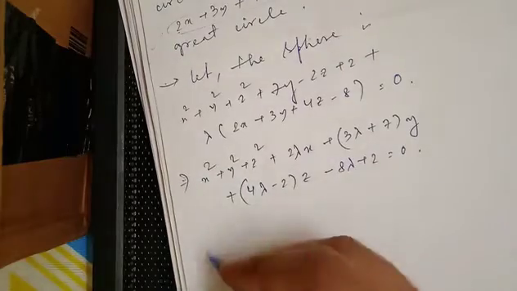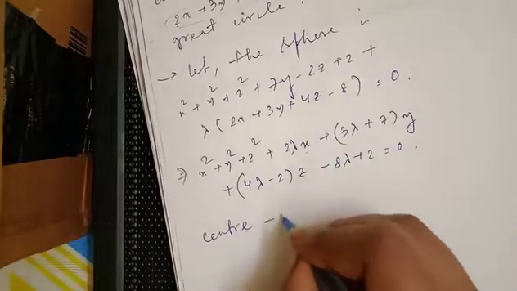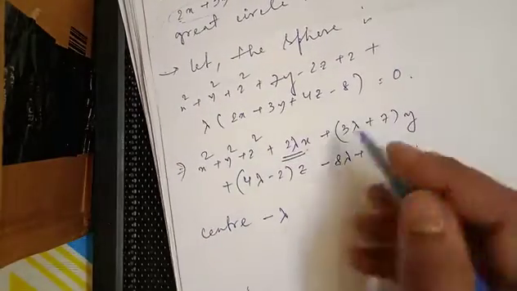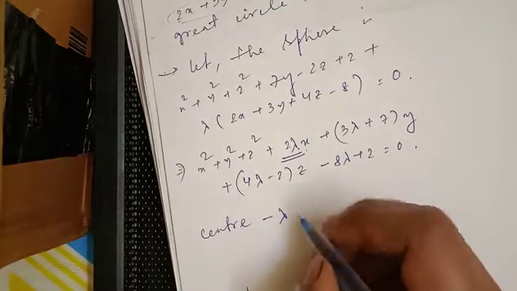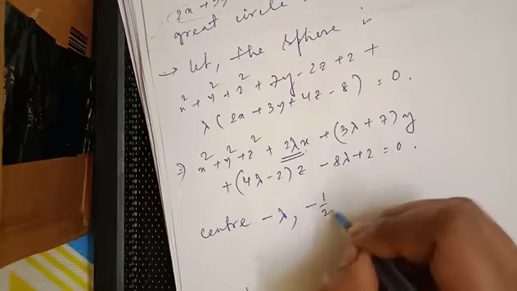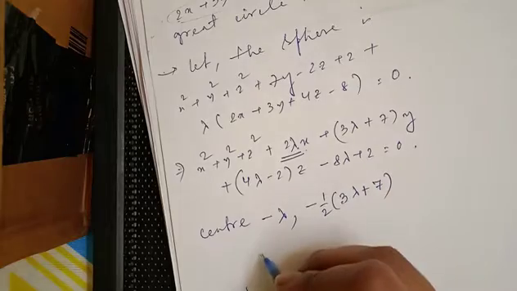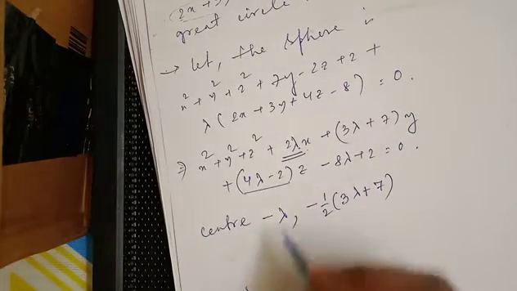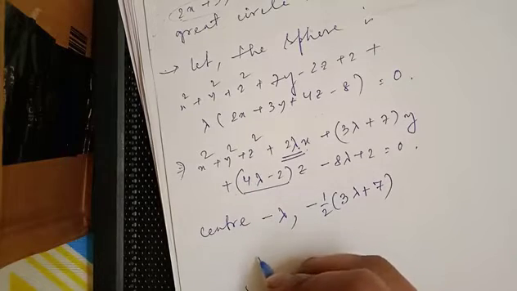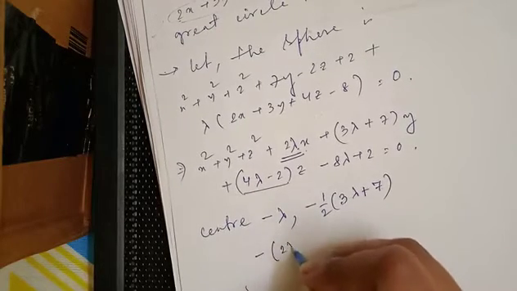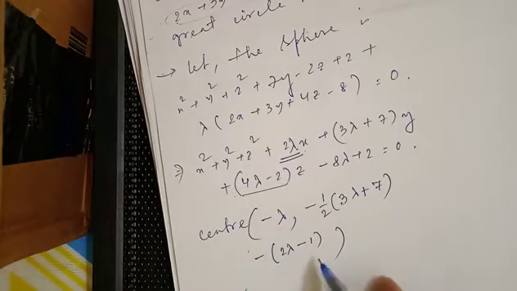Okay, now what will be the center of that sphere? It will become minus lambda, this is our g, 2gx, so g will be lambda, that is, the center will be minus g, so minus lambda, then minus half of (3 lambda plus 7), then minus half of this quantity. If you take half, it will get cancelled, so we are getting minus of (2 lambda minus 1). So this becomes the center.